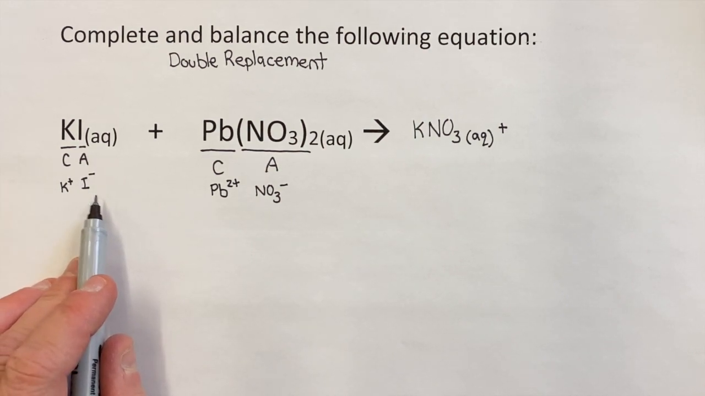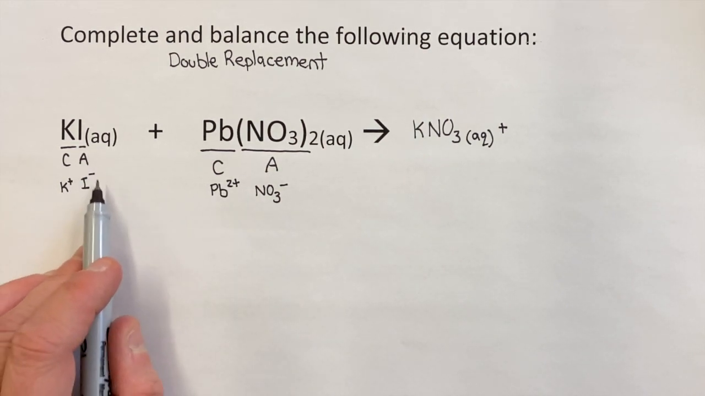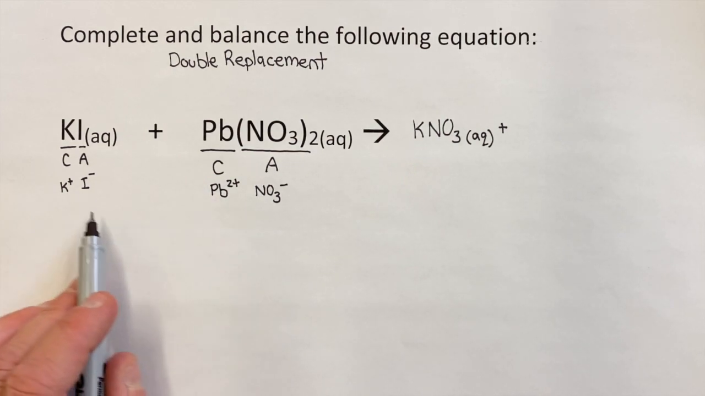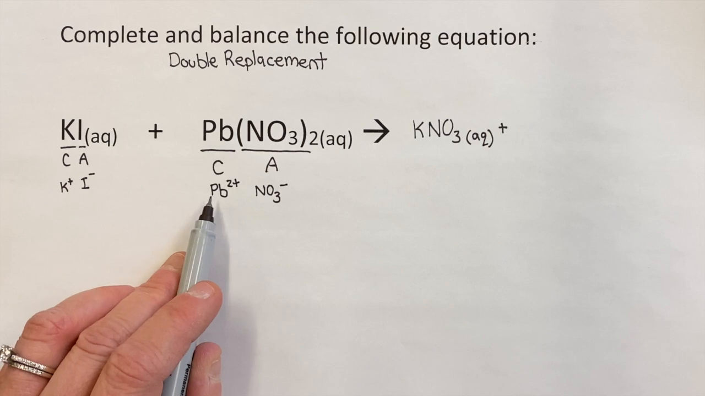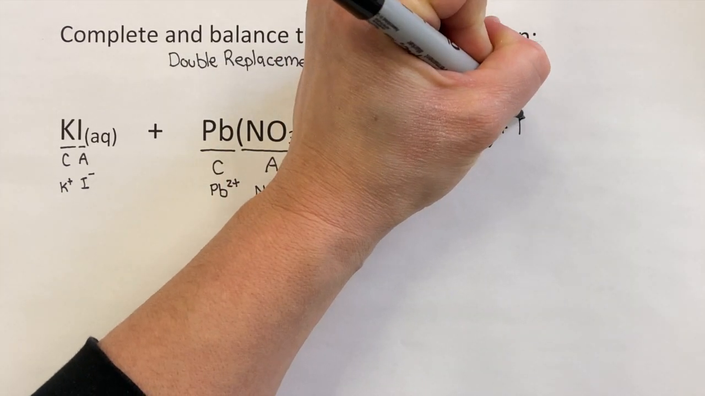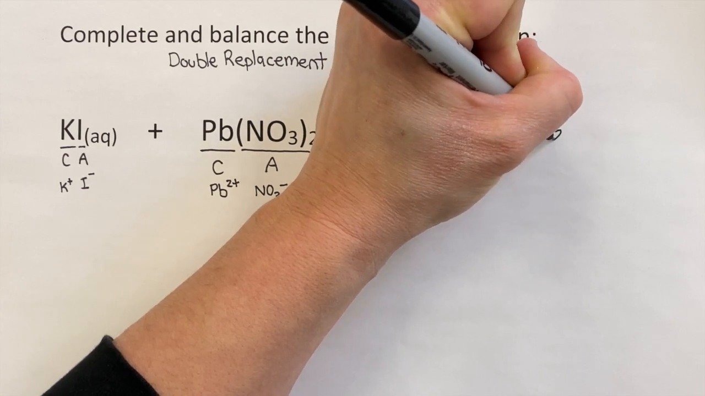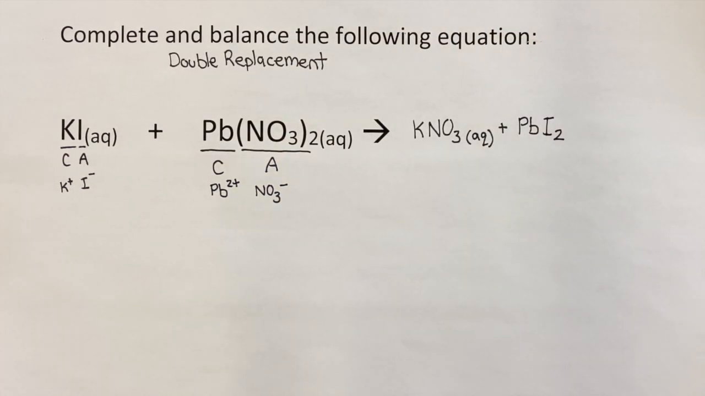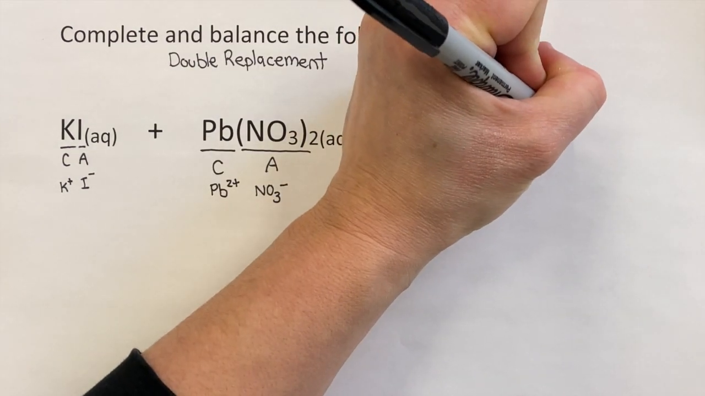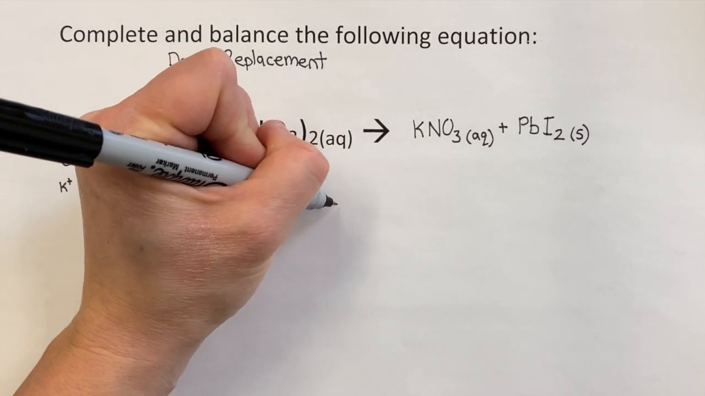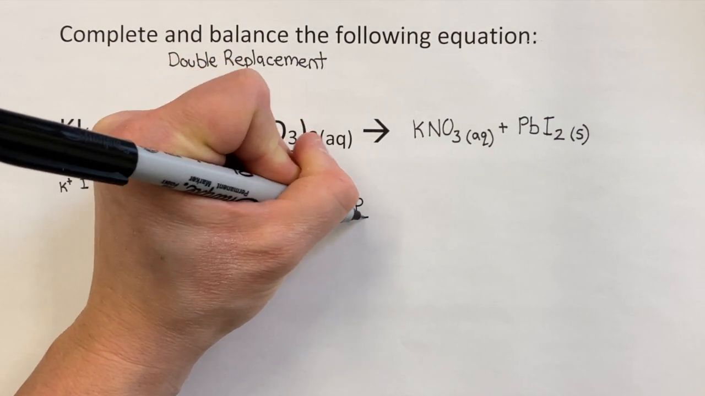Now I need to put lead and iodide together. Iodide is 1-, lead is 2+, so they can't go in a 1-to-1 ratio. I need 2 iodides and 1 lead. So PbI2. When I check my solubility chart, I find that PbI2 has low solubility, and so I'll indicate that with a solid.